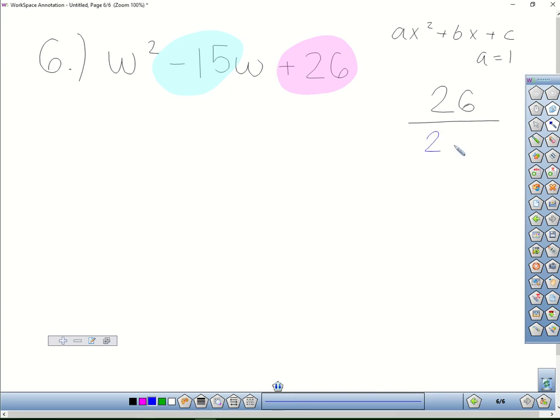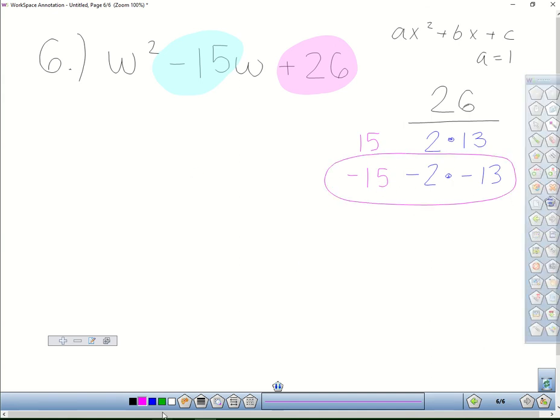2 and 13. Good, 2 and 13, which means that we also have negative 2, negative 13, negative 2 times negative 13, because the product of two negatives is a positive. Now, once you start getting a list, you can add up those two numbers together. In this case, the sum of these two is, and the sum of these two. Good. So we found what we wanted. We wanted a negative 15. That means that this is going to factor into w minus 2, w minus 13.